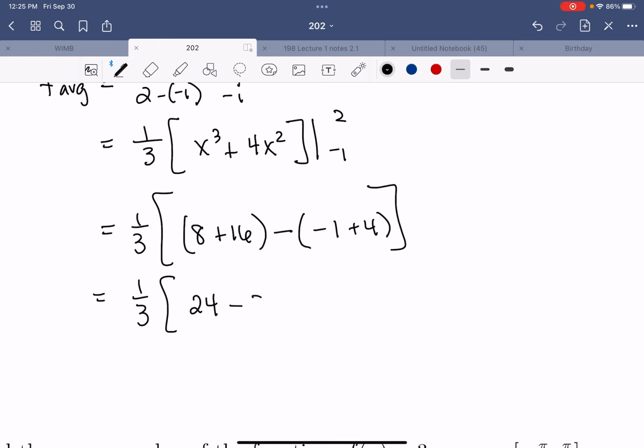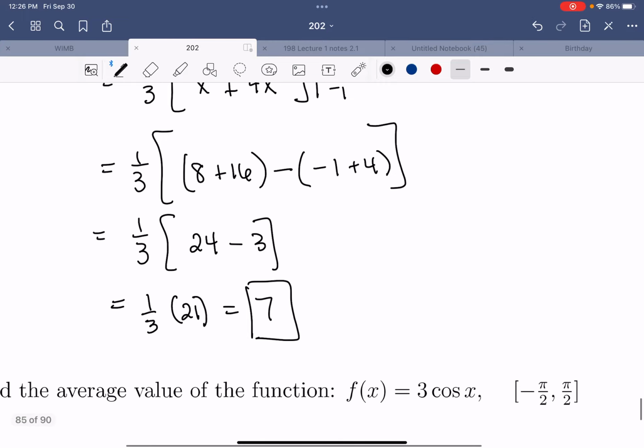minus 3, which is 1/3 times 21. And 21 over 3 turns out to be 7. So we get an answer of just 7 on that one.